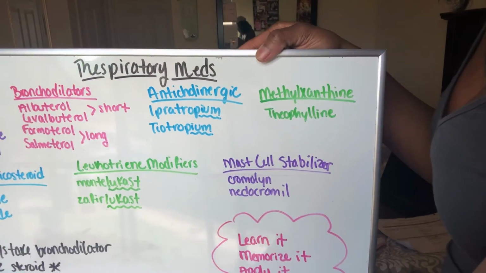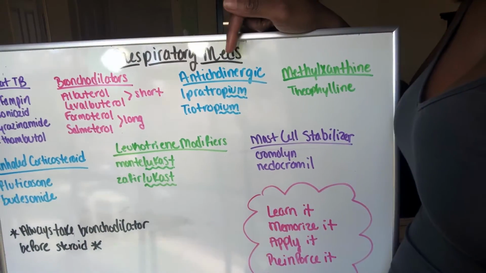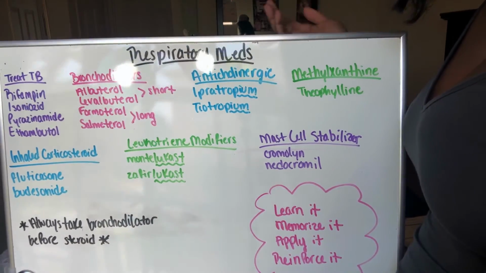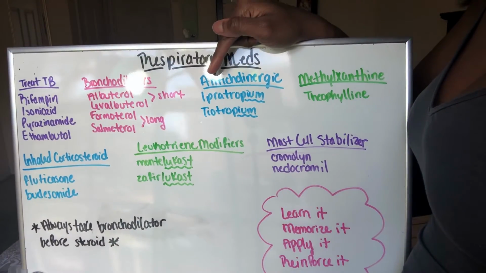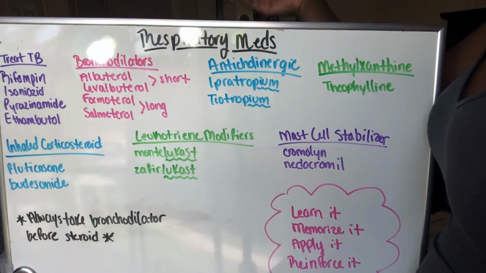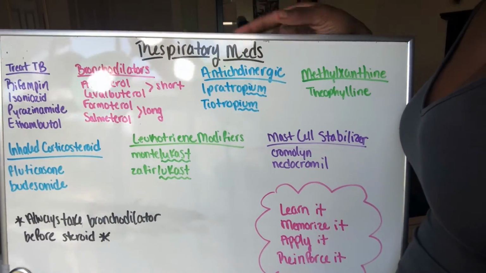Then we have some anticholinergic meds, and both of these end in -pium. So that's kind of how I went about remembering them. Like if I saw ipratropium on the test, I would say, oh, that's an anticholinergic because it ends in -pium.